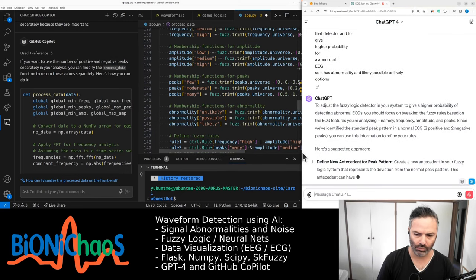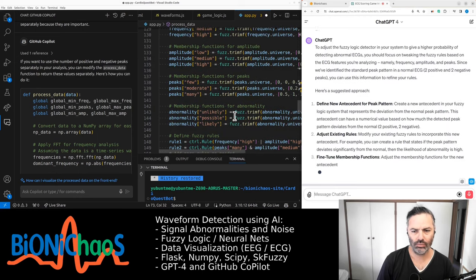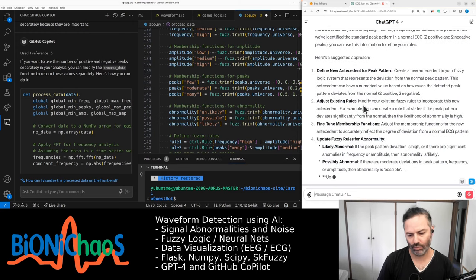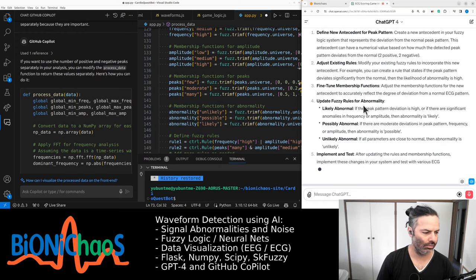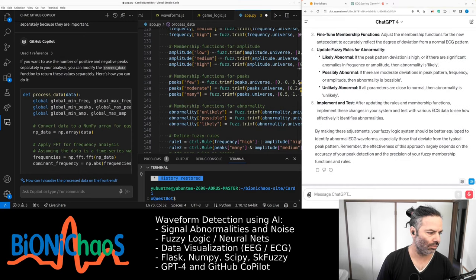To adjust the fuzzy logic detector in your system to give a higher probability of detecting abnormal ECGs, you should focus on tweaking the fuzzy rules based on the ECG features you're analyzing, namely, frequency, amplitude, and peaks. Since we've identified the standard peak pattern in a normal ECG, two positive and two negative peaks, you can use this information to refine your rules. Here's a suggested approach. Define a new antecedent for peak pattern. Create a new antecedent in your fuzzy logic system that represents the deviation from the normal peak pattern. This antecedent can have a numerical value based on how much the detected peak pattern deviates from the normal, 2 positive, 2 negative.